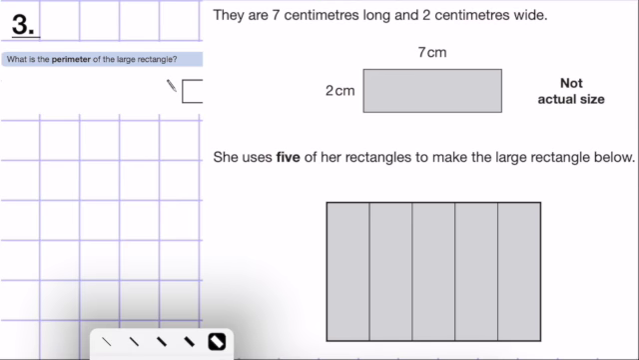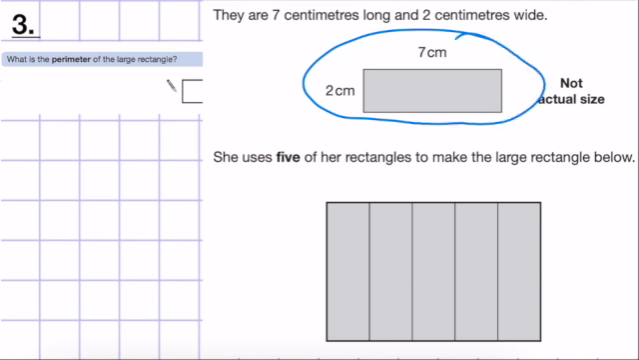So if you have a look at this rectangle here, you can clearly see the long side of the rectangle is 7 and the short side of the rectangle is 2 centimetres. Now, as we know, with rectangles, the opposite sides are the same length. So we know that this one is 7 centimetres and this one is 2 centimetres. This is not to actual size, so using a ruler would not help you to do this if you had this printed on paper.